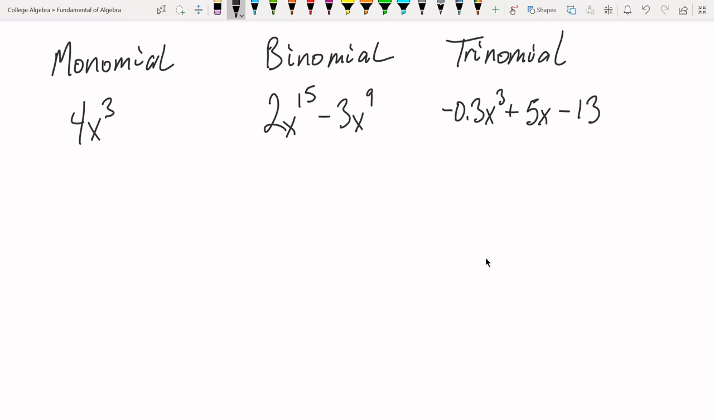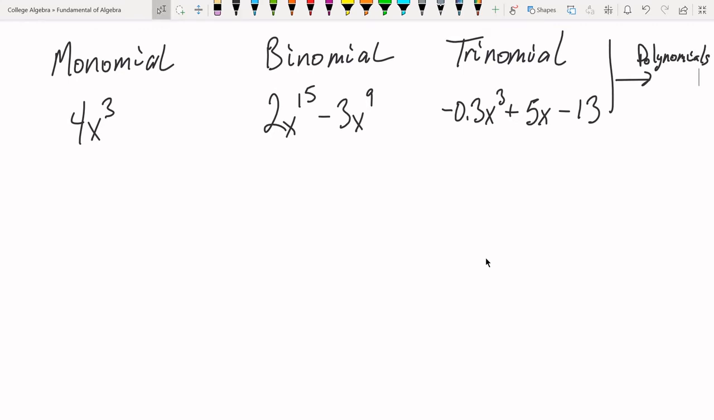Now the reason why we specify is because monomials are probably the easiest things to work with. Binomials and trinomials are fairly common, and so we specify them differently, but they're all just polynomials. So all the properties we work with polynomials apply to all of these. It's just kind of a naming convention that we use in mathematics. Everything above a trinomial is called a polynomial.